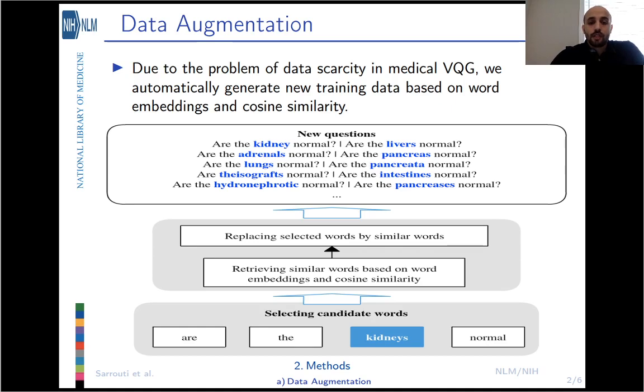In this context, each question is tagged with part of speech, and each candidate word is replaced by its most similar word in a word embedding space based on vocabulary from English Wikipedia, PubMed, and PubMed Central to generate new augmented questions.